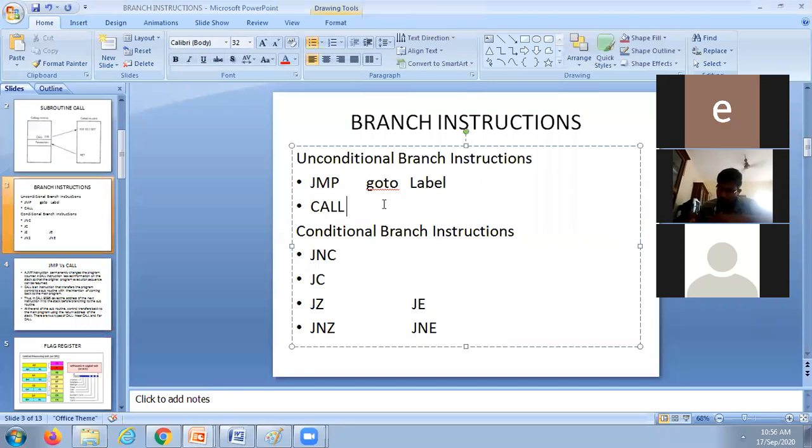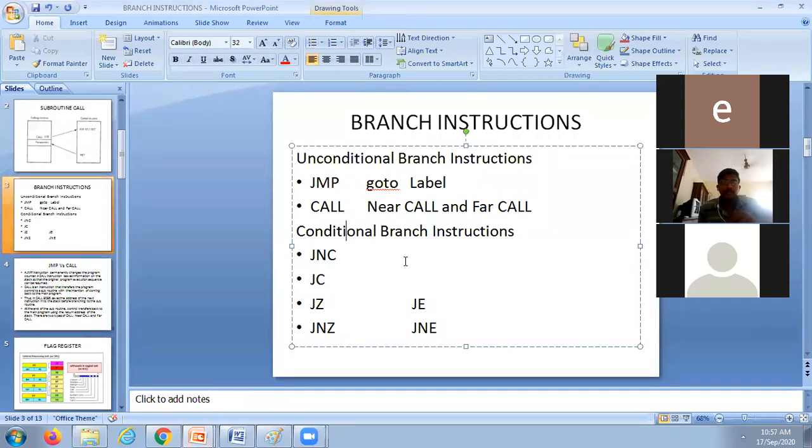Then here are the jump and call. This is like a go to statement. Again in call there is near call and far call. These are the things we have completed. Unconditional branch instructions we have completed.